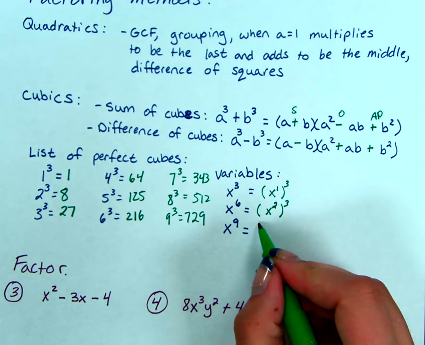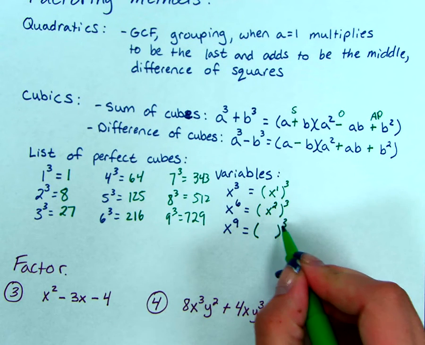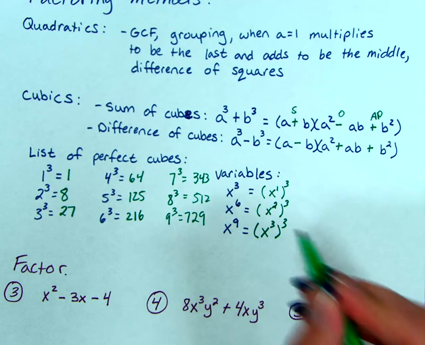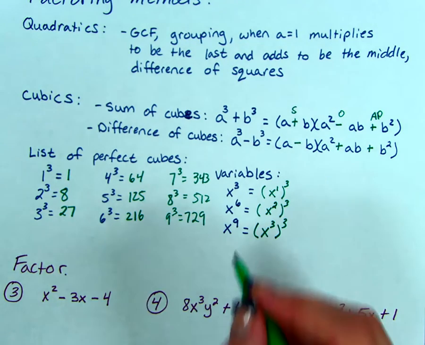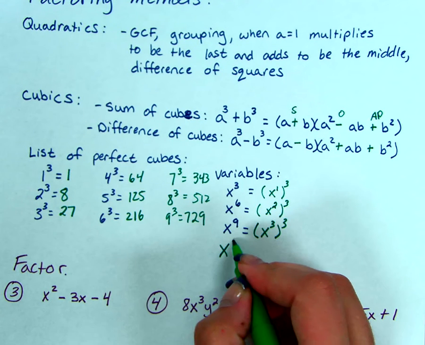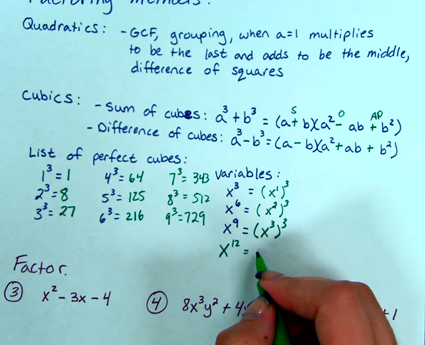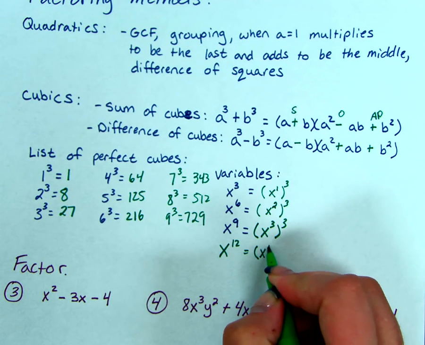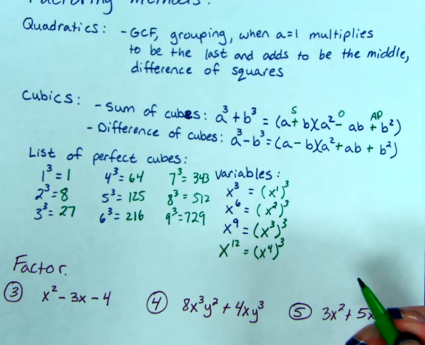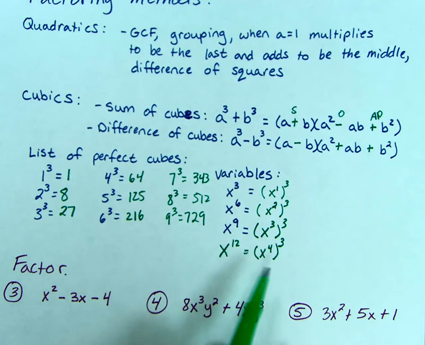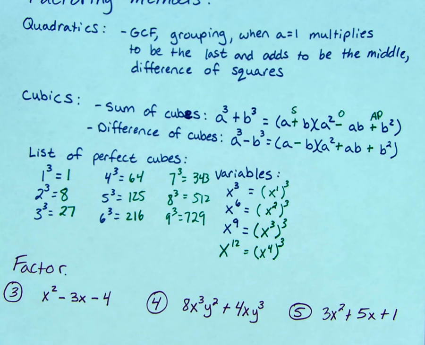So if I have x to the 9th, our perfect cube would be x cubed, since 3 times 3 is 9. Or if we had x to the 12th, 12 divided by 3 is going to be 4, so we'd have x to the 4th on the inside with the cube on the outside. So the cube root of x to the 12th is x to the 4th. So that's how we would rewrite those if we need to.